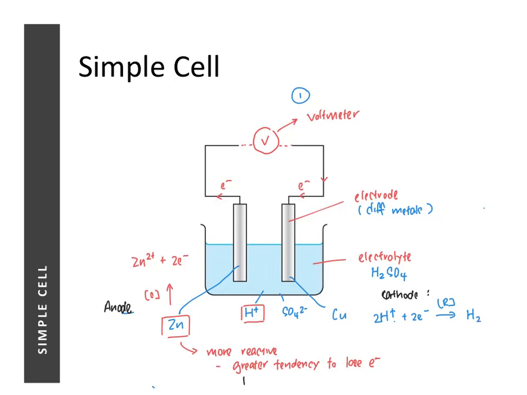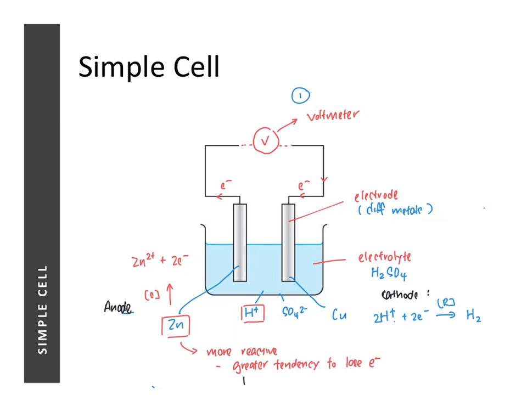Okay, so I'll do a quick summary. What happens when you combine zinc and copper electrodes together in a simple cell is that zinc, being the more reactive metal, has a higher tendency to lose electrons. As a result, it will be oxidized to form zinc ions, and it will undergo oxidation at the anode. The electrons are going to flow to the other electrode, which is your cathode, and at the cathode, hydrogen ions are going to take the electrons and they are going to be reduced to hydrogen gas.